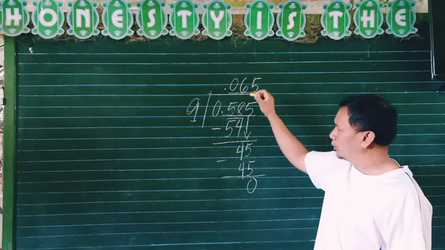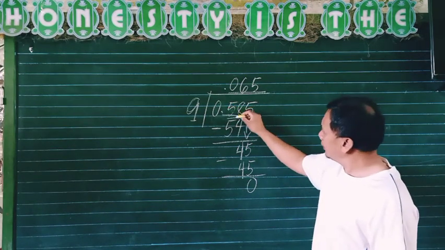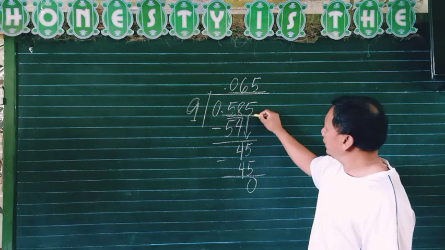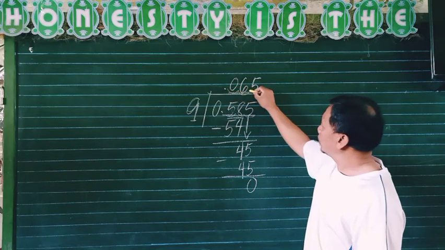Take note, the number of decimal places in your dividend should be the same as the number of decimal places in your quotient. So if we are going to count the number of decimal places in your dividend, we have 1, 2, 3. There should be 3 decimal places also in your quotient. 1, 2, 3.